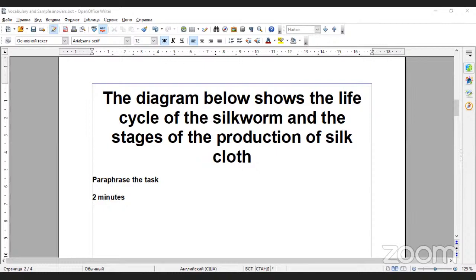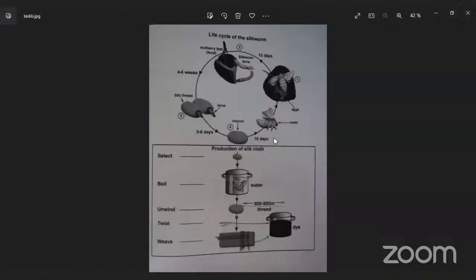So here is the process itself. And you can see that there are two phases, let's say two groups of stages, namely the life cycle of the silkworm and the production of silk cloth. All right, so I'll give you 2 more minutes, and please try to write an overview for this process. You only need to say how many stages there are and beginning with what stage and ending with what stage, or some really essential things that help you summarize this diagram. And after this, I will show you my introduction and my overview that I wrote a year ago.